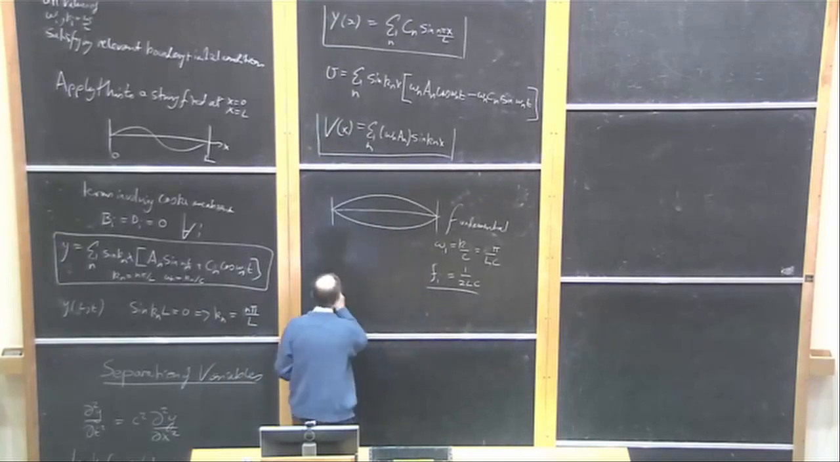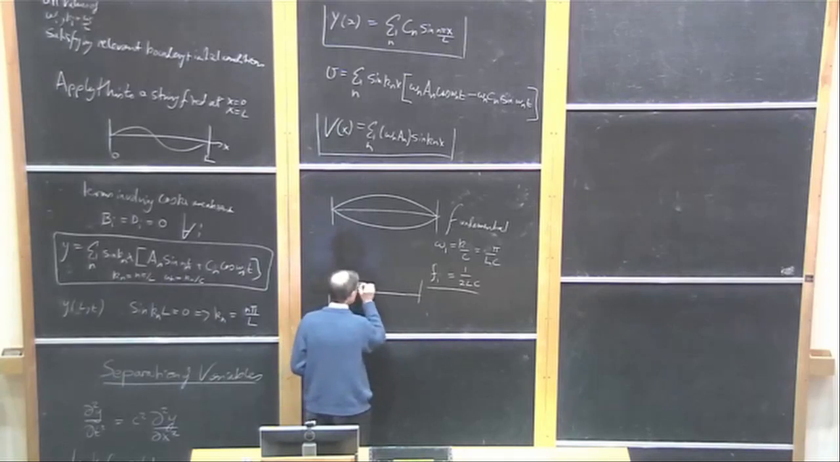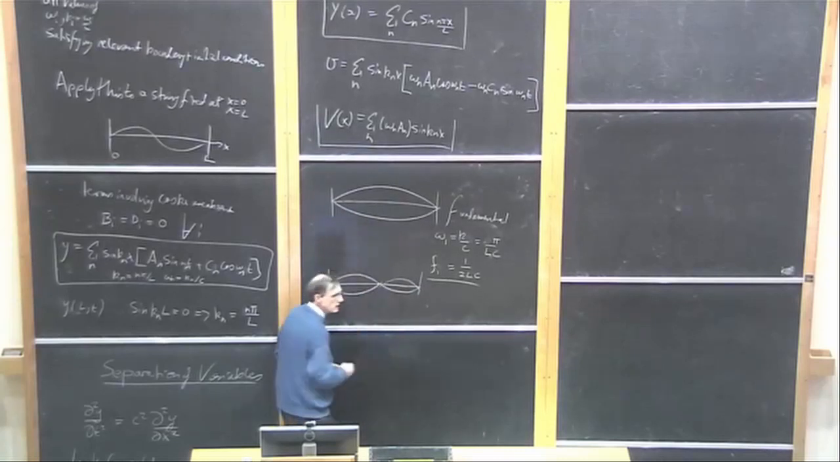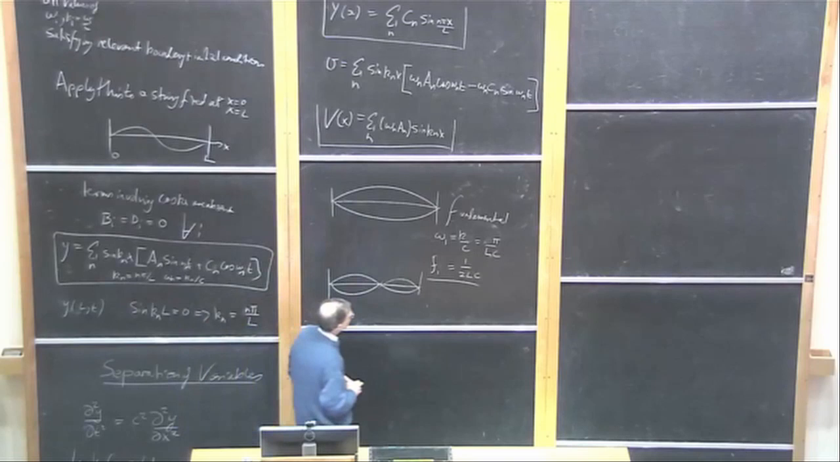So the next one up clearly has half the wavelength, looks like that, has a node in the middle. I would have thought so, yes.